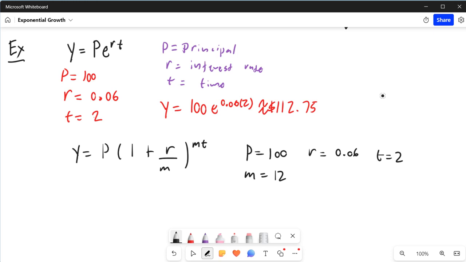Well, in this case, y equals 100 multiplied by 1 plus 0.06 divided by 12, raised to the 24th. Technically, we can put 12 times 2, and that's 24. I hope you realize that the number inside the parentheses is sort of like the value of a in this case, and then you have an exponent of 24.